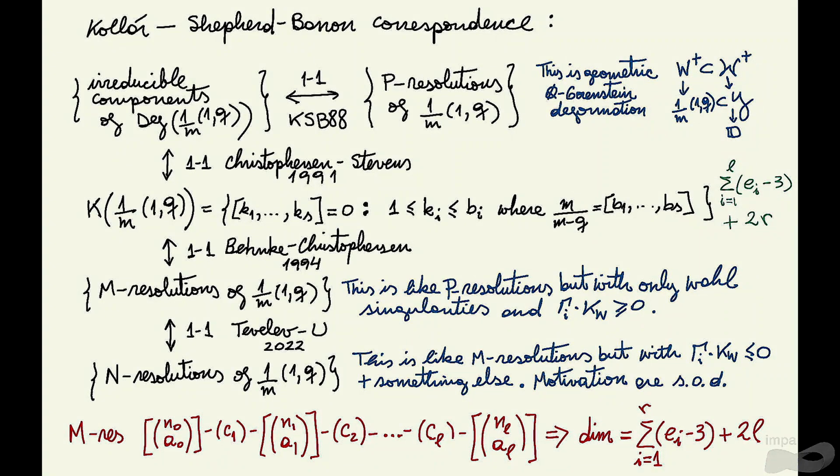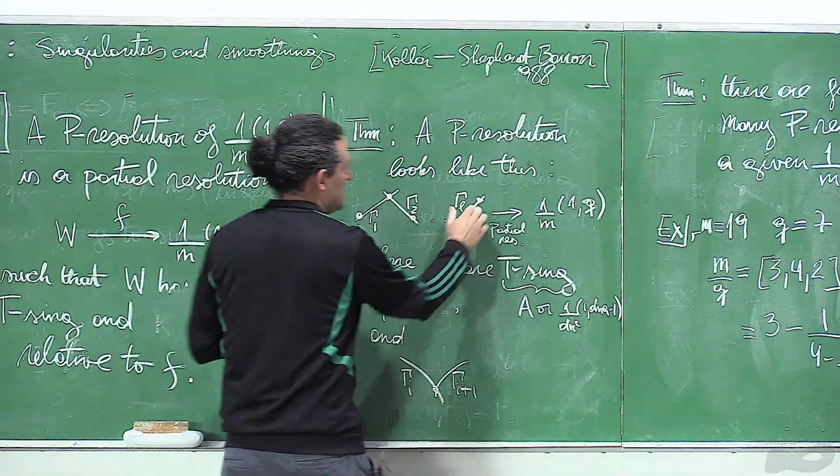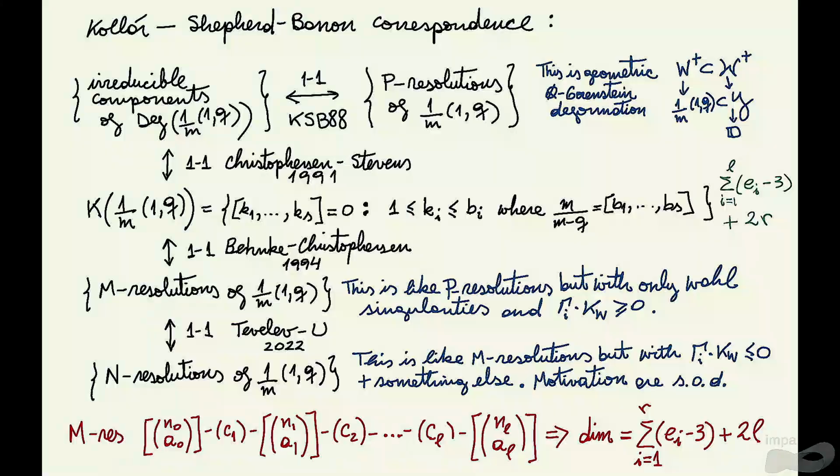Recently, because of semi-orthogonal decompositions that appear in degenerations with these singularities, we defined these N resolutions, N for negative. You have a similar situation as in P resolutions, but with only Wahl singularities. By the way, with M resolutions, since you resolve the A singularities and the T singularities with d bigger than 1, you have only Wahl singularities. For example, the minimal resolution is an M resolution.